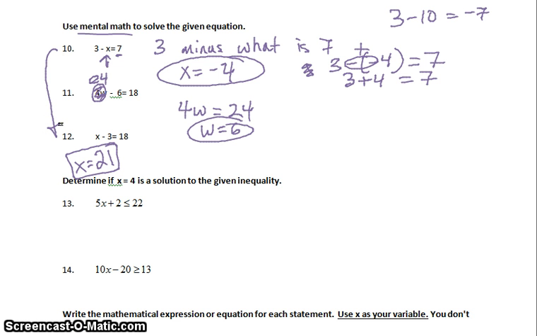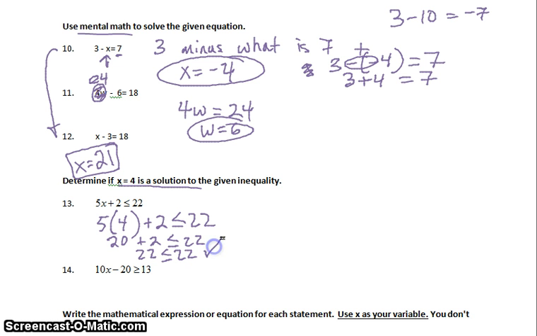Determine if x equals 4 is a solution to the given inequality. So all we have to do is see if this works. So we have 5 times 4 plus 2 is less than or equal to 22. Let's simplify this. 20 plus 2 less than or equal to 22. 22 is less than or equal to 22. So I write yes.